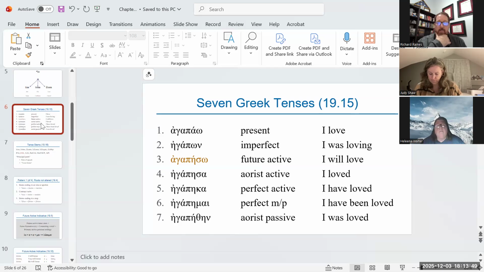So agapao is present. Agapaon is imperfect. So you see that in that, you're going to have to learn that alpha is lengthened to an eta. Don't worry about it. We'll get there. You'll learn it. It's a paradigm. But you can see here, these are the tenses that you will learn before the Lord finally delivers you from this course next semester.